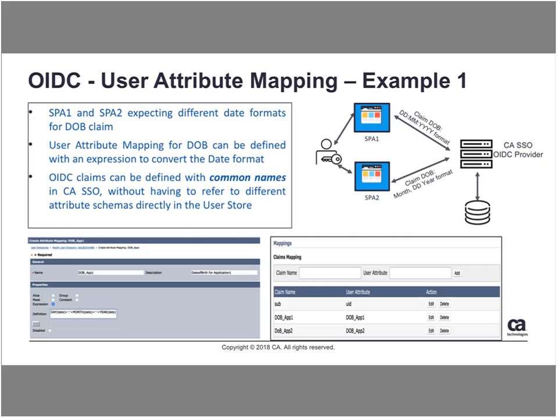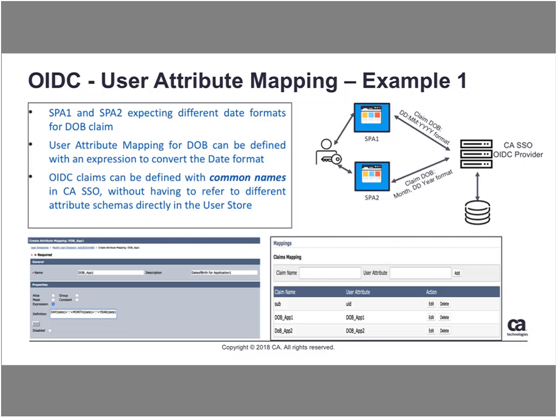Yeah. This is the first example, which is related to user attribute mapping. This slide explains the simple use case of two single-page applications requiring the date of birth in different formats. One expects DD MM YYYY format, and the other expects month DD year format. These two applications are expecting these two claims from the OIDC provider as part of the user info response. To address the above requirement, the configuration is very straightforward in the user attribute mapping section, as in the below snippet.